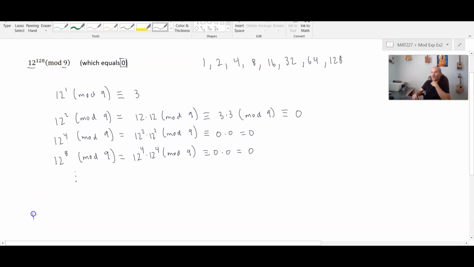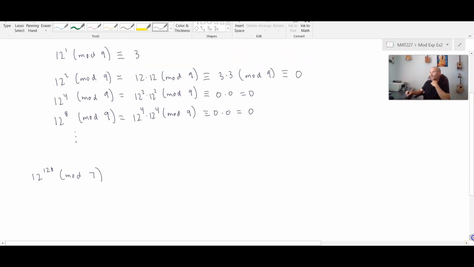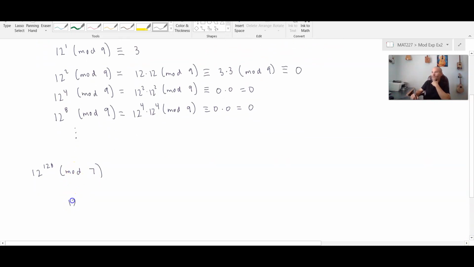So let's make this a bit more interesting and say 12 to the 128th mod 7. So once again, we're going to repeat this process. We're going to say, well, 12 to the 1st mod 7 leaves a remainder of 5.